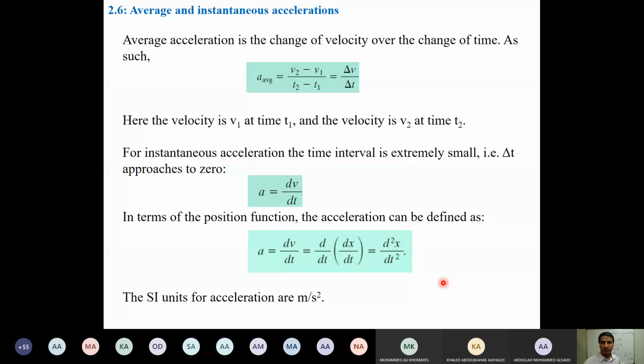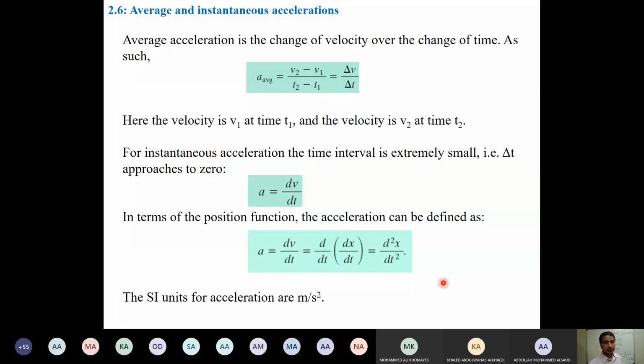Is my speed a little bit faster for you guys, or is it okay? It's okay. Okay. Let me know if you don't understand any step, you can ask. You can stop me anytime and ask your questions.